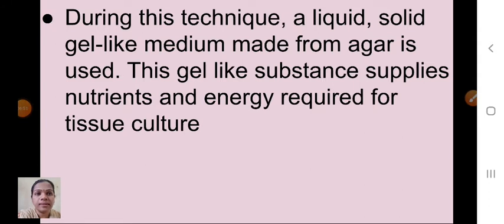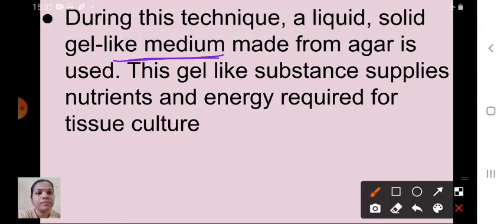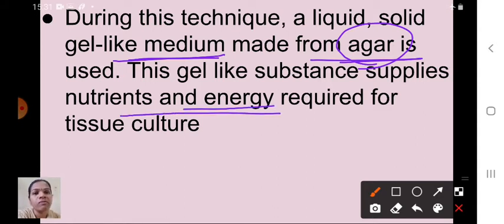During this technique, a liquid, solid, gel-like medium made from agar is used. So that medium is called what? Agar or broth medium. That is prepared from some algae. Children, this gel-like substance supplies nutrients and energy required for tissue culture.